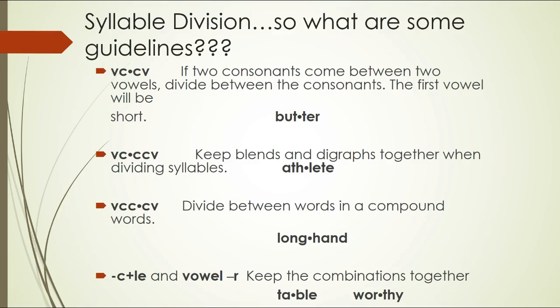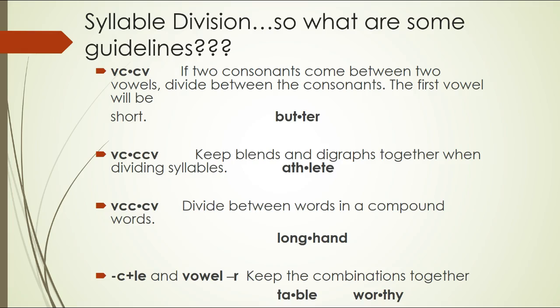Also, when we think about syllable division, there are some guidelines you can use as well. When I go through these, I want you to know that the V represents vowel and C represents consonant. So on the first one here, it says vowel, consonant, consonant, vowel. For this one, if two consonants come between two vowels, we divide between the consonants. The first vowel will be short, like in the word butter, as you can see, and the dot identifies where my syllable breaks, or where my word is broken apart by different syllables. So in the word butter, we have two syllables.